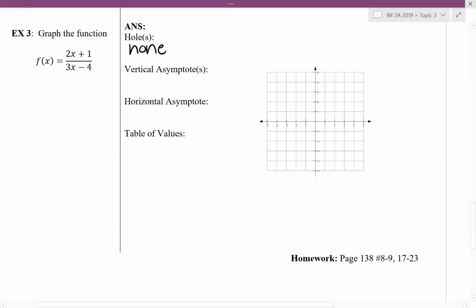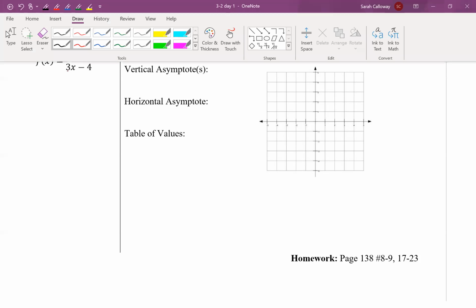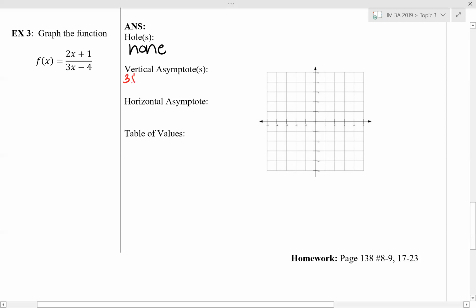A vertical asymptote occurs when the denominator is equal to 0. So we're going to take 3x minus 4 and set it equal to 0 and solve for x. That value will be our vertical asymptote. So that gives us 3x equals 4. If we divide by 3, that tells us x equals 1 1/3 is the location of the vertical asymptote. So x is 1 here, so 1/3 is going to be a little bit past that. So let's draw a vertical line through 1 1/3 for this graph.